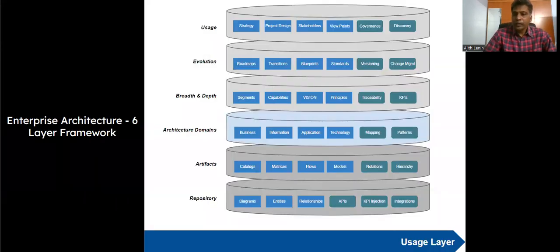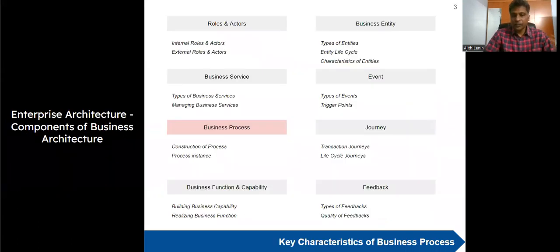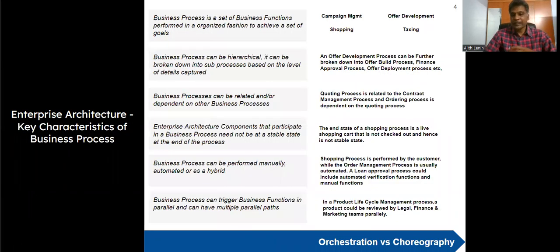So we have been looking at the 6-layer framework that I introduced for establishing enterprise architecture practices. In the previous videos, we looked at the usage layer, evolution, and breadth and depth. And the last few videos, we've been looking at the architecture domains layer. The last couple of videos, we were looking at the business architecture. And last video, we looked at business services. And in this video, we will look at the business process. Okay, so let's get started.